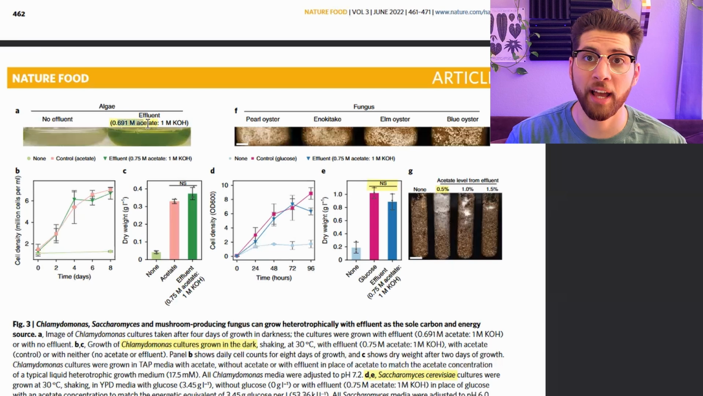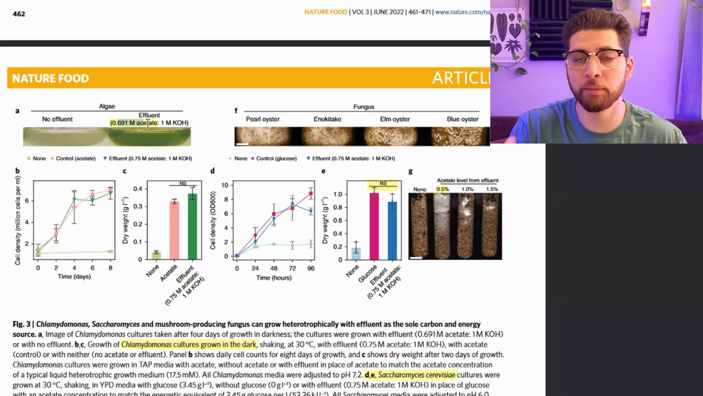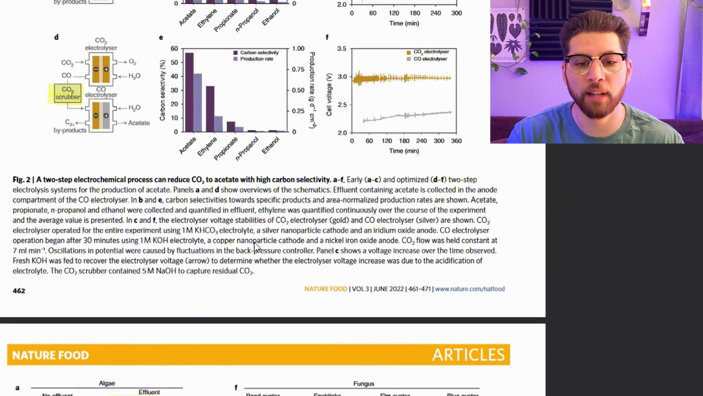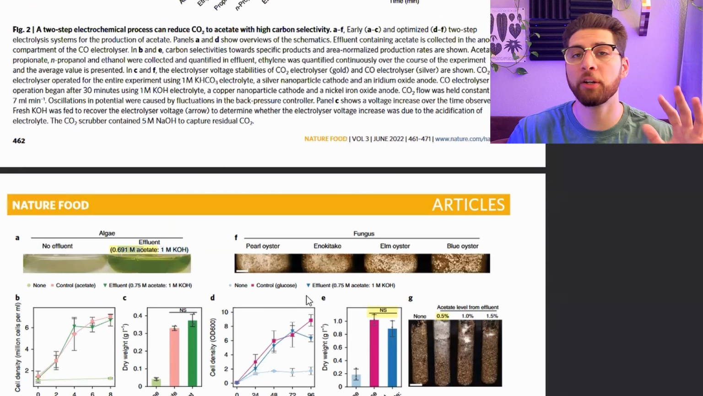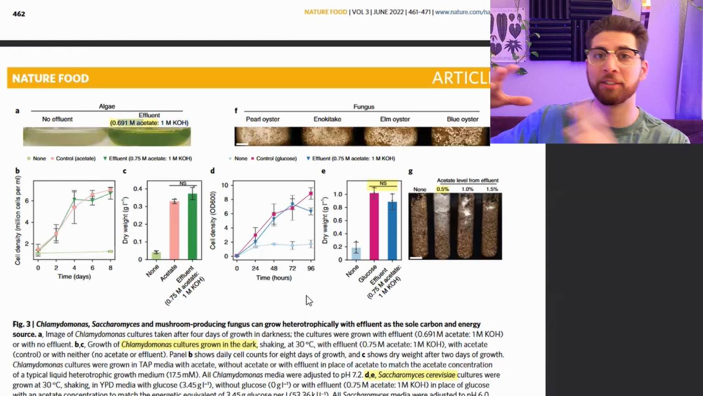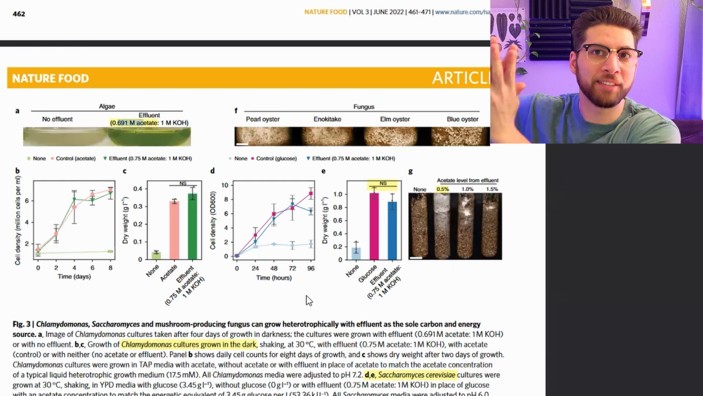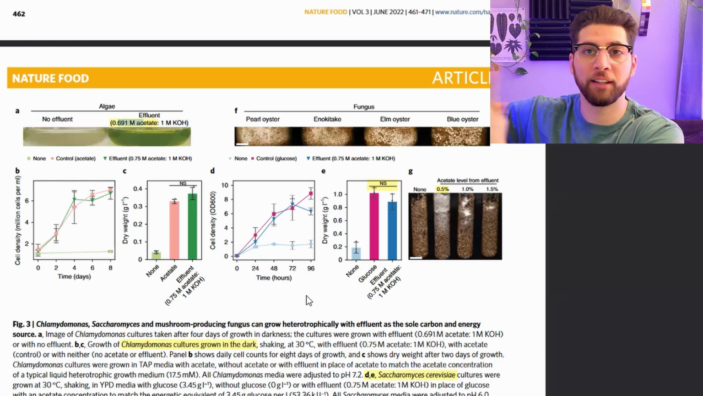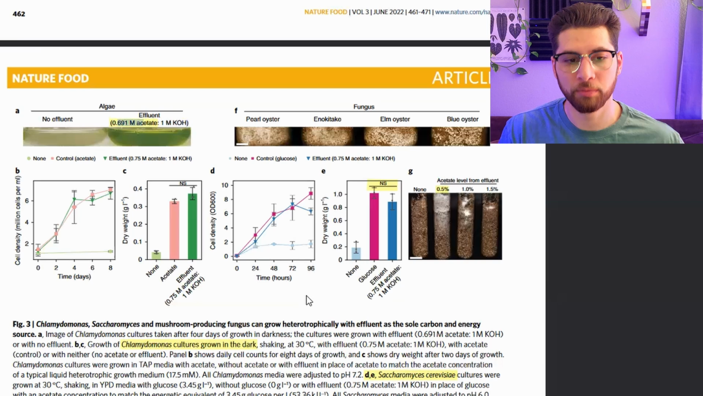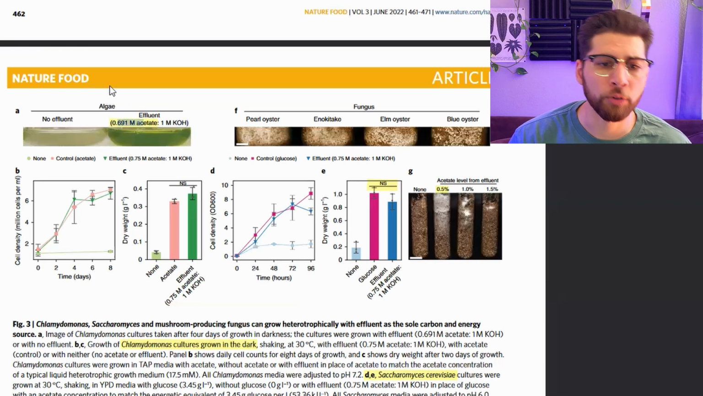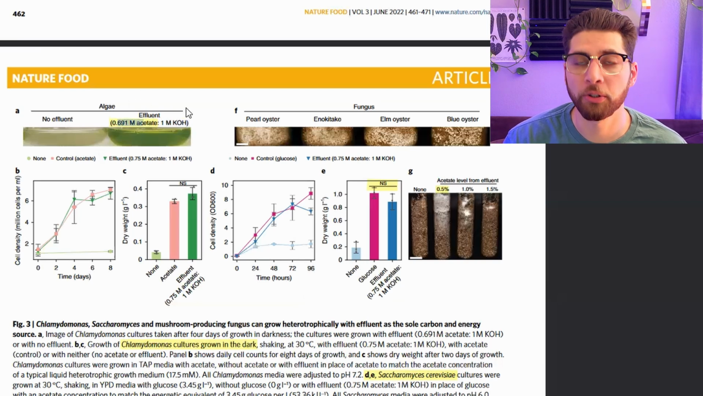And this simulated effluent also contains these side products, the ethylene, the propionate, the propanol, and the ethanol. So this is a very realistic scenario. They're taking basically the same thing that's coming out of the electrolyzer and feeding it to organisms. Fantastic. So first they showed this with algae growing in the dark.